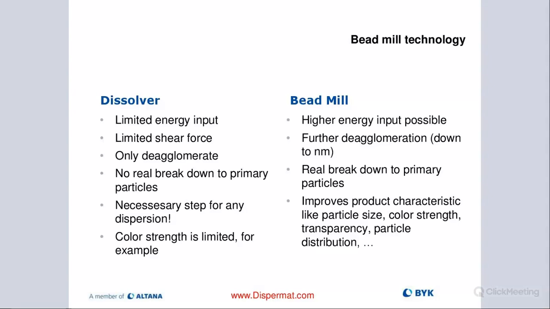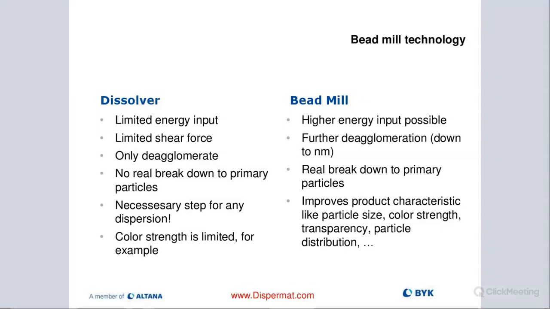Okay, so the difference here in a nutshell, we need both, right? We need the dissolver and we need the bead mill. This slide only just outlines the differences between the two. So with the dissolver, it's the first step in the process. Because we are only using a blade, we're not using any beads, the amount of energy we're putting in is somewhat limited. That means we also have limited shear force. It's only there to deagglomerate.